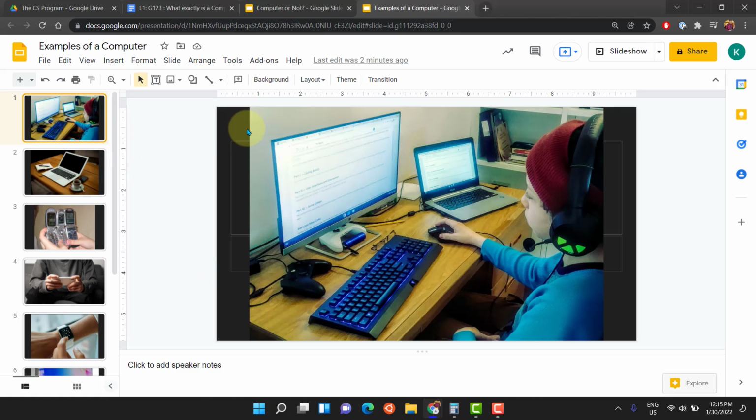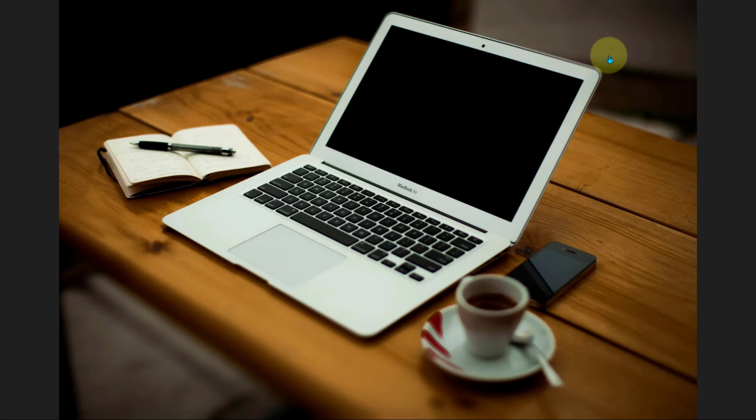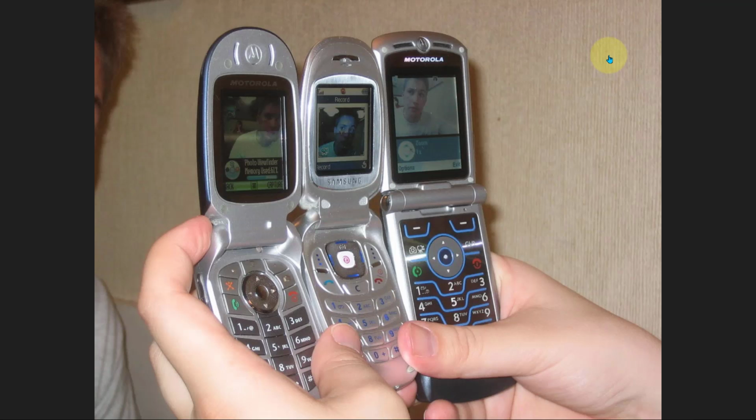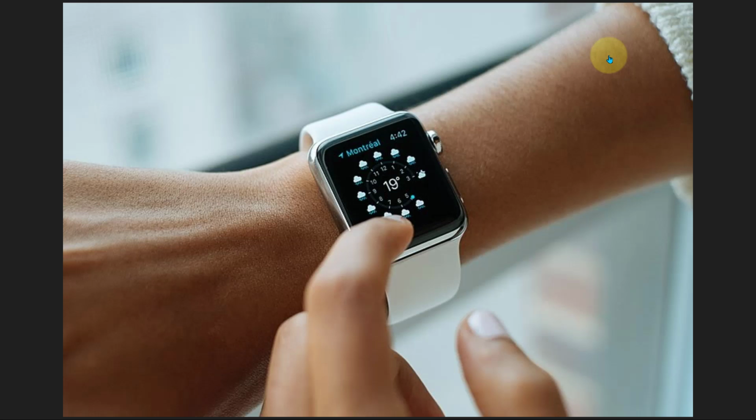Now, let's get some examples of computers. Obviously, a desktop is a computer, a laptop is a computer, a MacBook Air, like another laptop, is a computer. Believe it or not, these 3 phones, these oldies, are also computers. This Android phone is also a computer. Apple Watch and all these digital watches are computers as well, because they follow our instructions and complete a certain task. If you want to see the weather, you can click on the weather app and see the weather. They're just following what we tell them to do, completing the task and giving us the information.